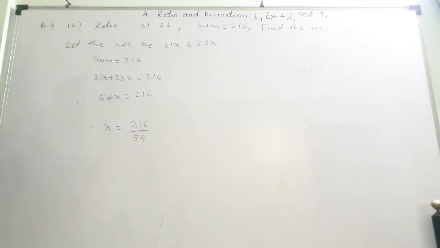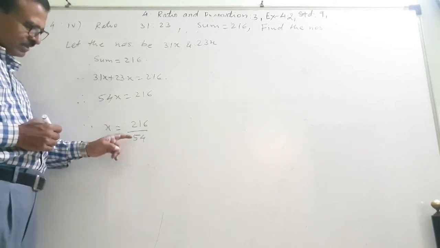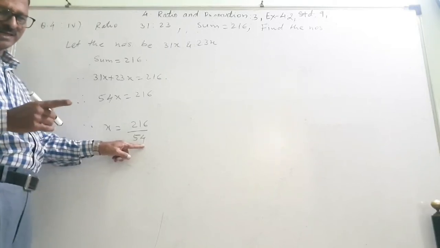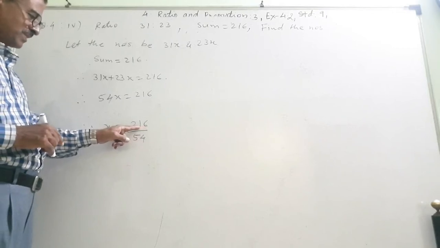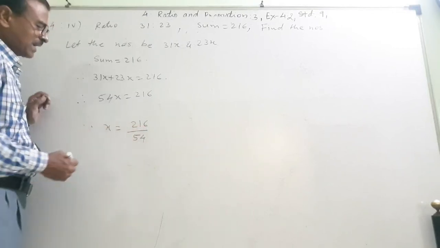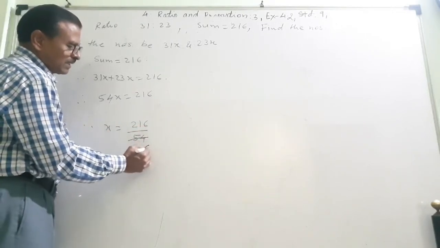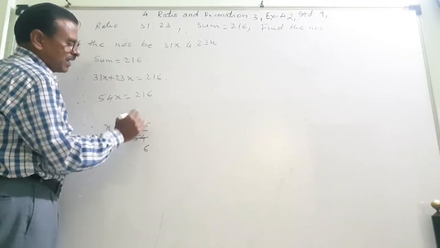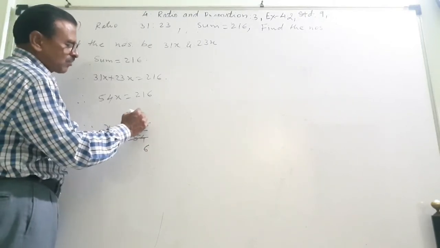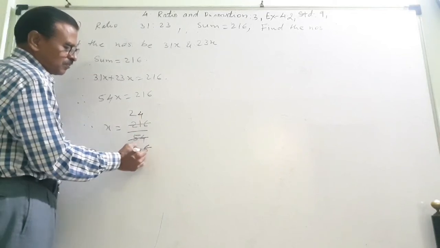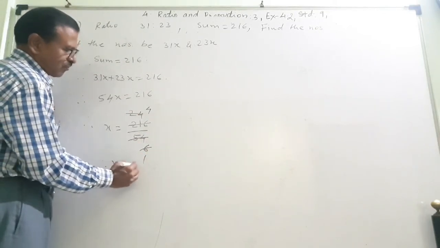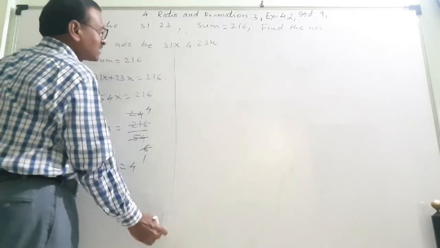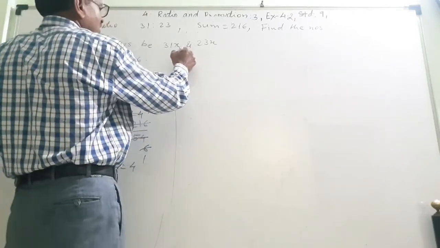Okay, I can divide this by 9. Why? 5 plus 4 is 9, it is in the table of 9. This is the rule for 3 and 9. 2 plus 1 plus 6 is 9. So by 9 I can divide. 9 6s are 54, 9 24s are 216. 6 9s are 54, 6 24s are 216. Therefore x is equal to 4. What are the numbers?